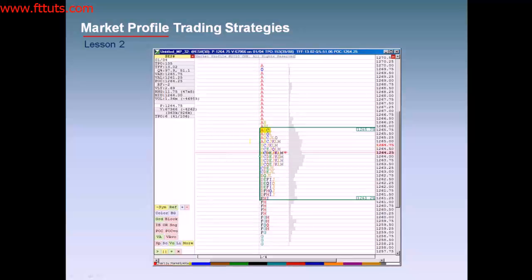Right here is the value area as defined by the profile between these two green lines. So this value area represents 70% of the activity that occurred during that session. And this chart is fairly recent. This is the activity that occurred on January 4th of this year.